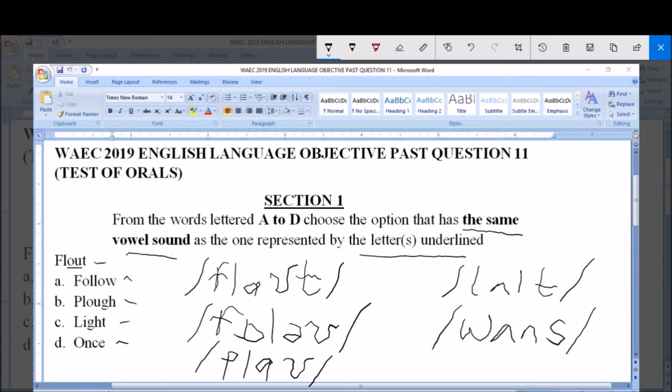Now the vowel sound represented by the letters O, U is this sound, ow, and we see that sound is found in plow right here, and plow is option B. Therefore option B, which is plow, is the answer to this question.